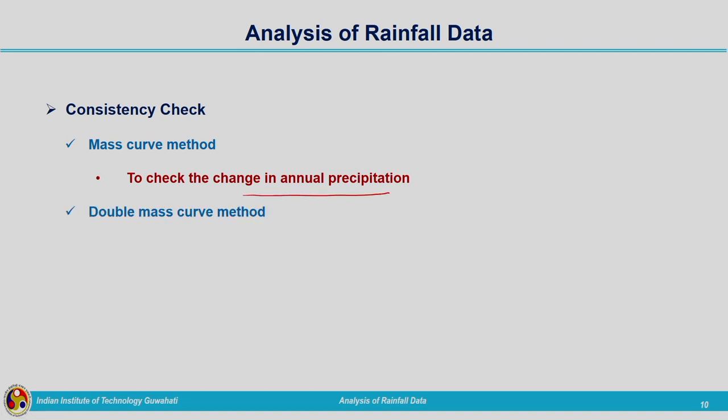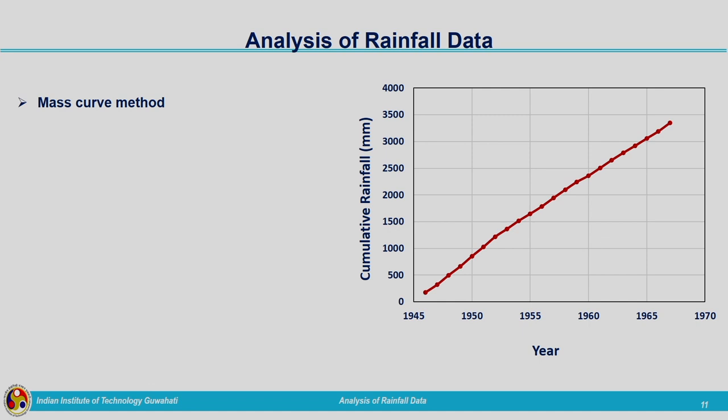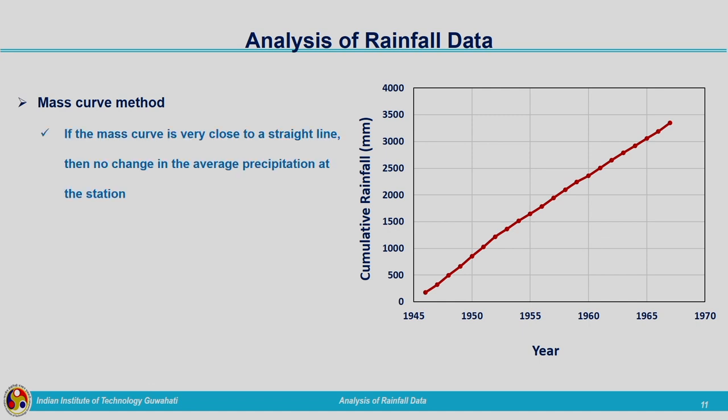If we are plotting the mass curve, we can check the change in annual precipitation. Then the second method is double mass curve method. This is used for making the correction in the annual precipitation. The inconsistency which is present in the rainfall data series can be corrected by making use of double mass curve method. Let us see one by one. In mass curve method, how it is plotted, we have seen in the previous lecture. If the mass curve is very close to a straight line, then there is no change in the average precipitation at the station. So, first we will be plotting the mass curve and we will check the curve.